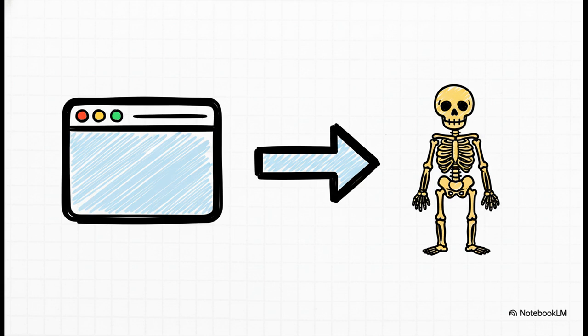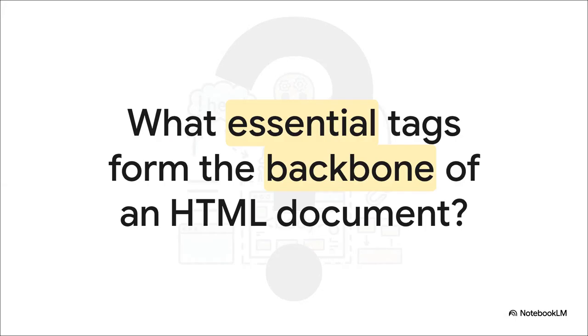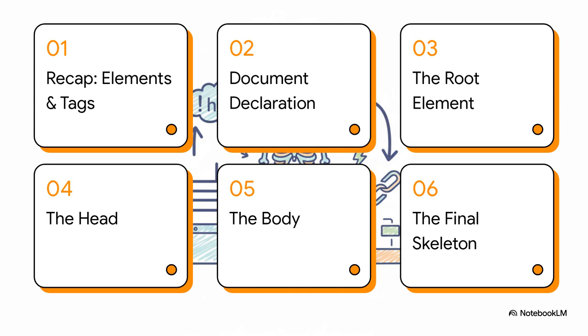Before we can start adding all the cool stuff, text, images, any of the visible content, we have to build that core structure first. So, what are these essential bones? What are the absolute, non-negotiable tags that form the backbone of every single HTML document? Well, by the end of this explainer, you're going to have the blueprint to build this foundational structure yourself, every time.